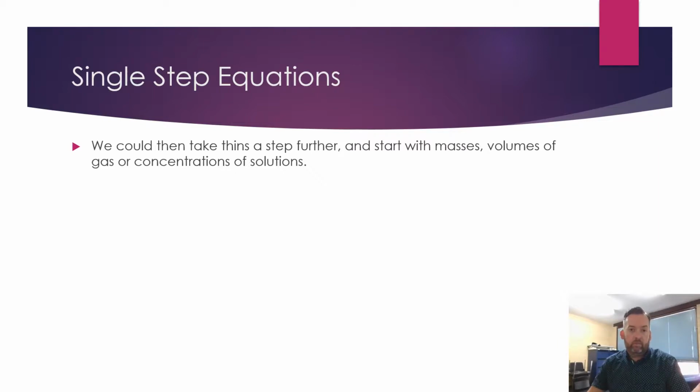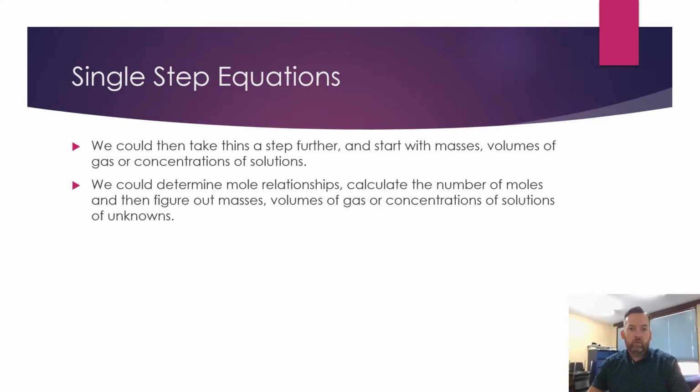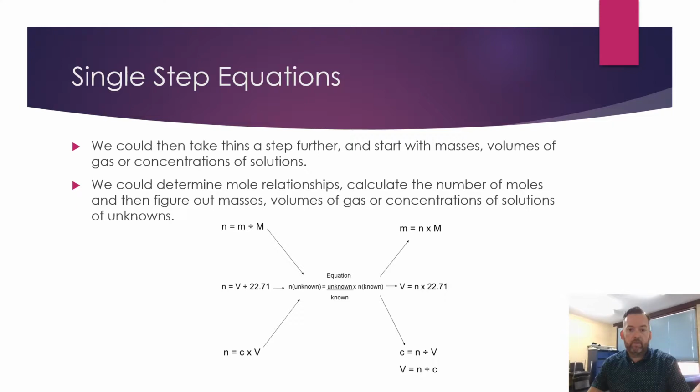You can take that a step further, and we did in Year 11, and you start with masses, or volumes of gas, or concentration in solutions. You determine the mole relationships, calculate the number of moles, figure out the mass, volume, gas, concentration, anything like that, and we can basically use this flow chart. As you can see in the chart there, you can go in through any avenue you like, go through the central equation and come out through any avenue. So you can start with mass, go through the equation, come out as concentration. Start with concentration, go through the equation, come out as gas volume. Go through volume, go through the equation, come out as mass. So you can do anything you like, and we got quite good at those. And the next step above that was limiting reactant calculations and doing stuff with those as well.